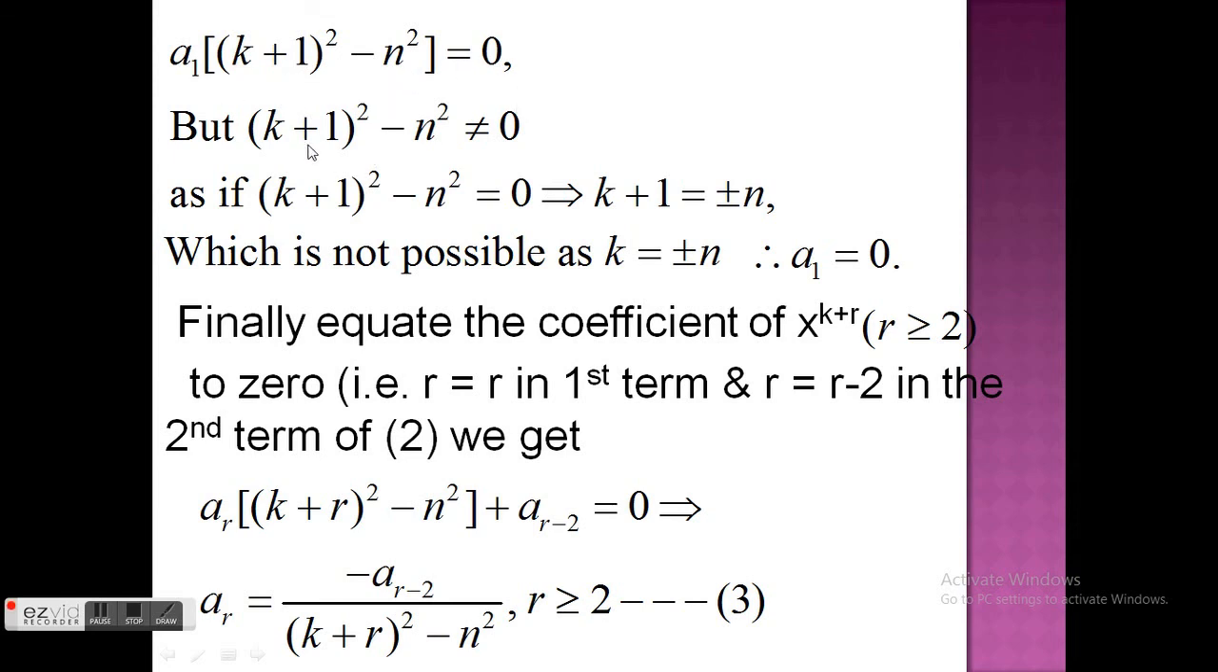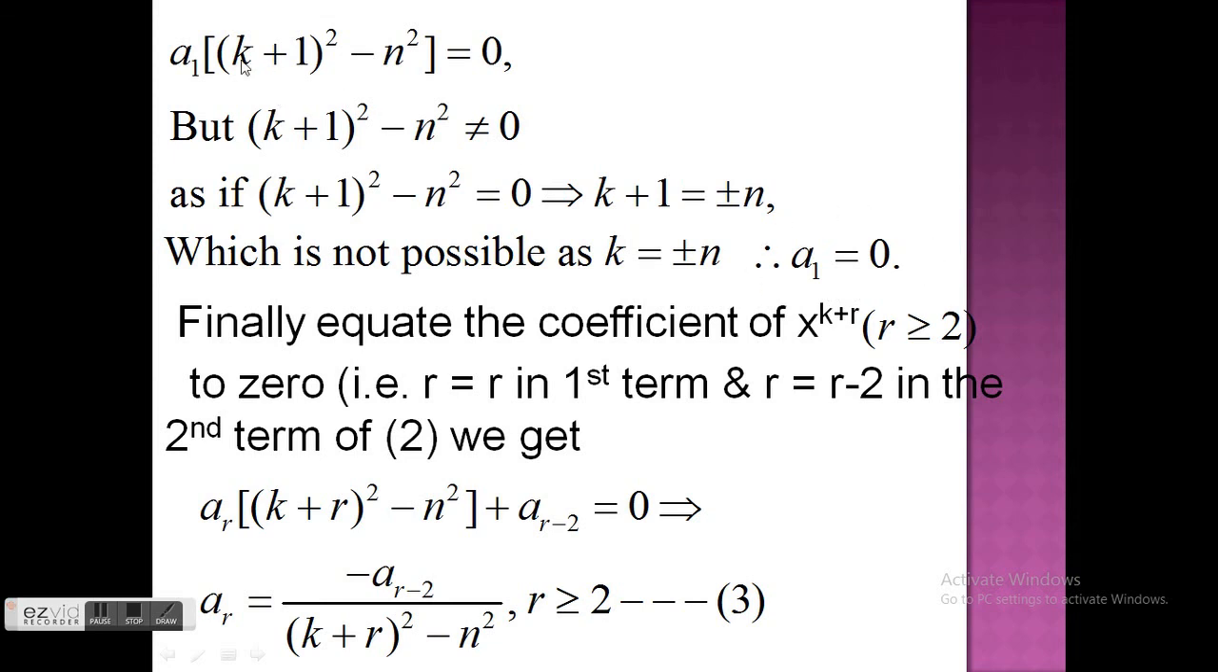But (k plus 1) whole square minus n square is strictly not equal to 0, I am taking, because if I take (k plus 1) whole square minus n square equal to 0, we get k plus 1 is equal to plus or minus n, which is not possible because k is already plus or minus n. Therefore, this is not possible, so we take a1 is equal to 0.